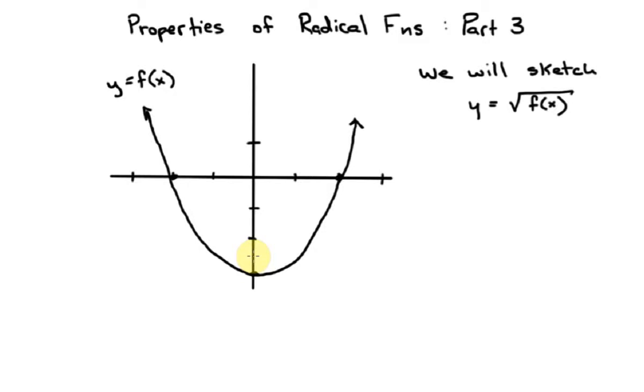Okay, welcome back to Properties of Radical Functions, and this is our last example, part 3. I've very carefully drawn a parabola here, as you can see. It's taken me a few tries, but I did that before I started the recording, so it doesn't look too bad. Yeah, I think we're in business. Our goal is we will sketch y equals the square root of f of x.